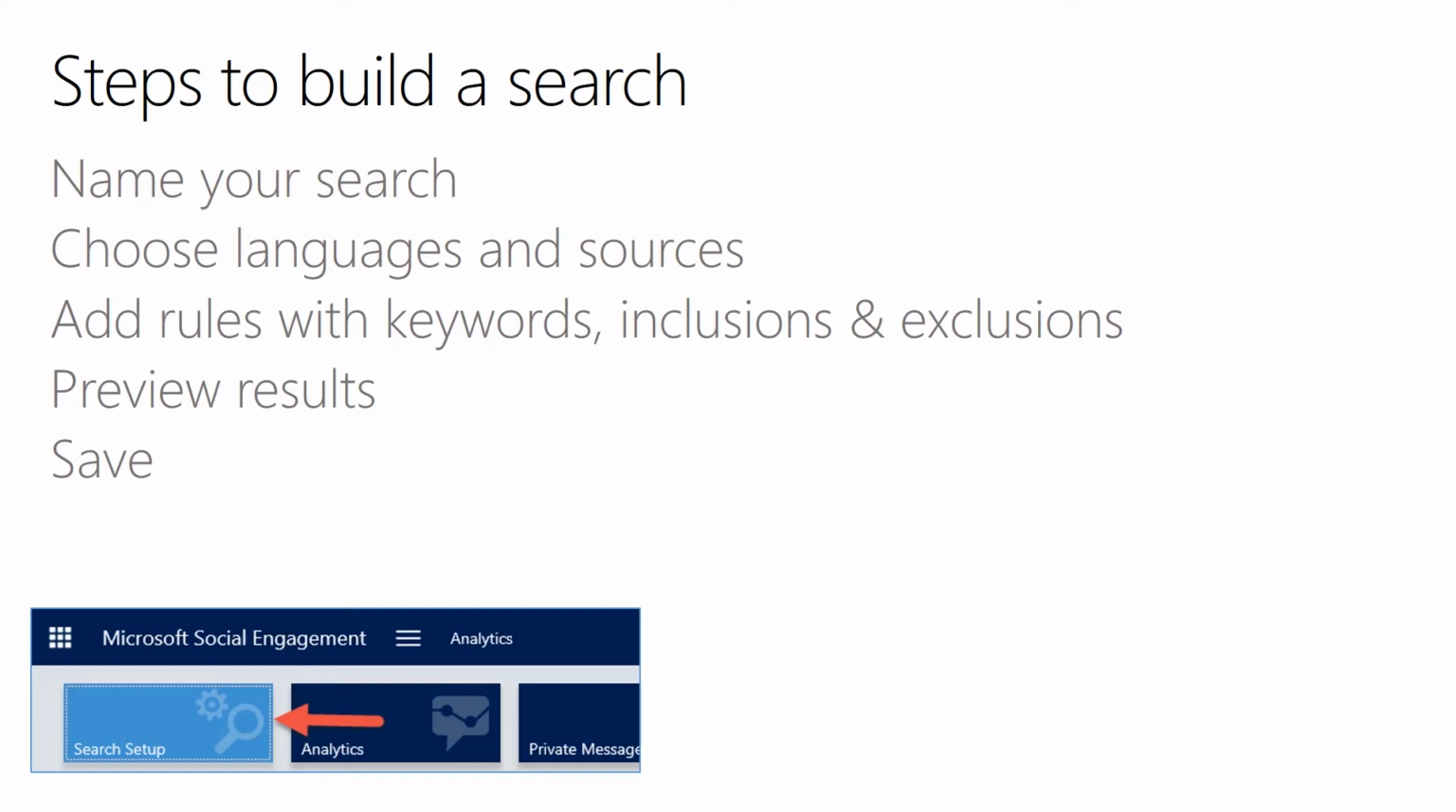So your basic steps to build a search include things like naming your search, choosing your search language and your sources and the language of those sources. You'll go through adding rules with keywords, inclusions, and exclusions. You'll have a chance to preview your results as well as the estimated quota that they're going to take up. And then you'll have the chance to save it.